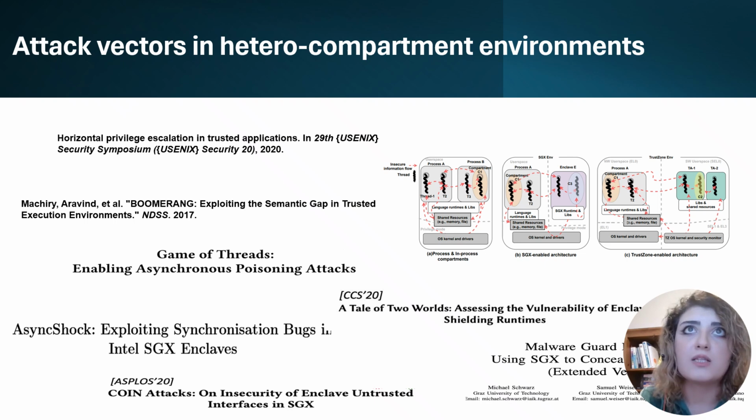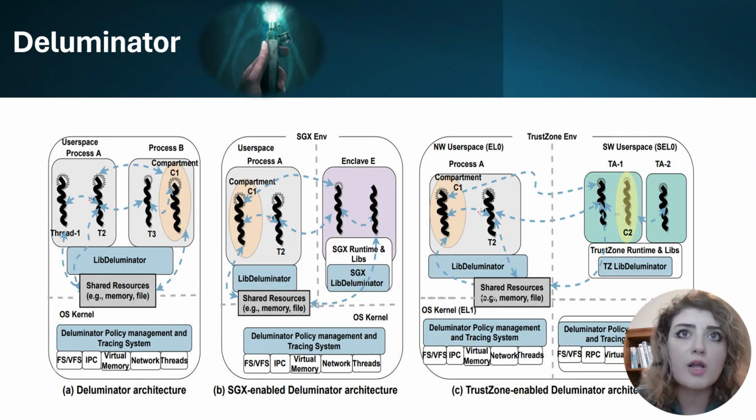So in this paper we decided to attack this problem: when we have a hetero-compartment environment, our system stack should also be ready for this kind of computing environment. So we introduced Deluminator for tracking information flows in a hetero-compartment environment, with support for heterogeneous compartments such as SGX compartments, TrustZone compartments, process-based sandboxing compartments, and also intra-address space compartments for these kinds of coarser grain components.